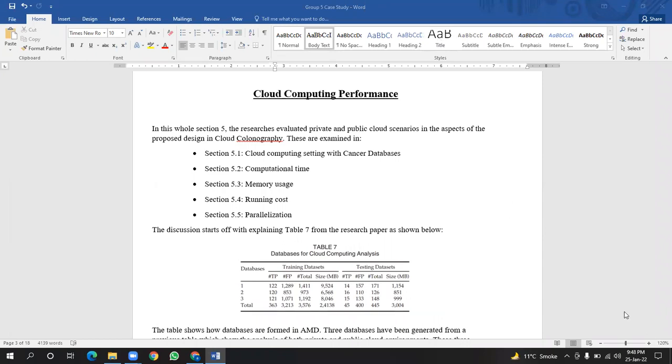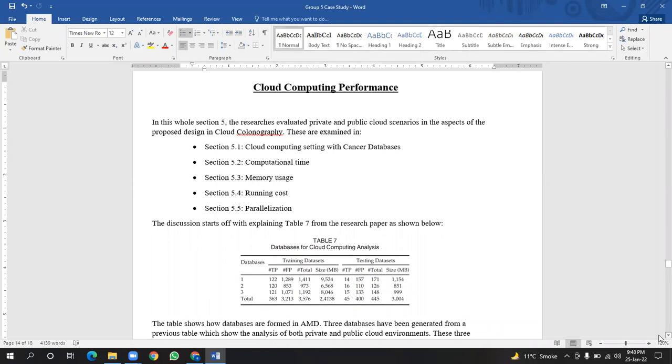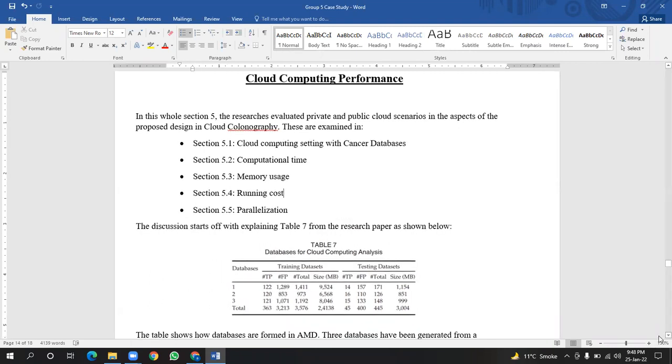Assalamu alaikum. My name is Miriam. I will be presenting section 5 of this research paper. It is titled Cloud Computing Performance. This section has 5 parts. As you can see, the first one is cloud computing setting with cancer databases. The second is computation time. Then memory usage, running cost, and parallelization.